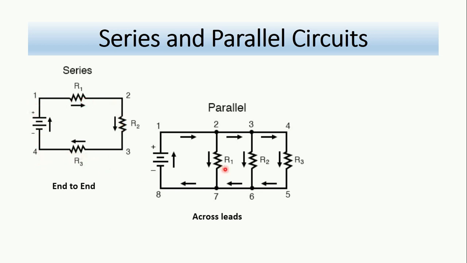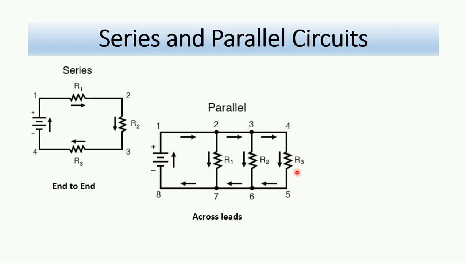Similarly, if we look here in the parallel circuit, we can say that a necessary condition is that the voltage drop across all resistors must be equal. So point 2, point 3 and point 4 are electrically similar. They have the same potential, the same voltage. And also points 7, 6 and 5 are electrically similar. They have the same potential or the same voltage. So we can say that the voltage drop from 2 to 7 across R1 is equal to the voltage drop from 3 to 6 across R2, is equal to the voltage drop from 4 to 5 across R3.